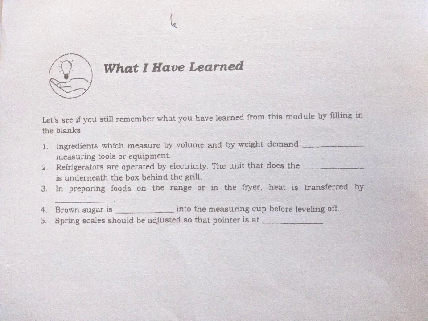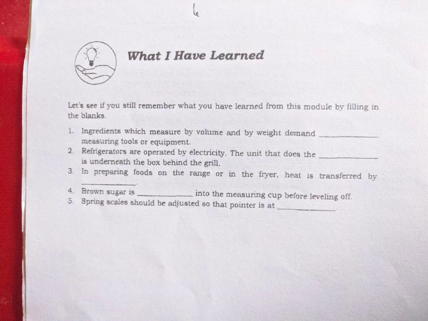Let's see if you still remember what you have learned from this module by filling in the blanks. Number 1. Ingredients which are measured by volume and weight demand blank measuring tools or equipment. Answer. Standardized. Number 2. Refrigerators are operated by electricity. The unit that does the blank is underneath the box behind the grill.